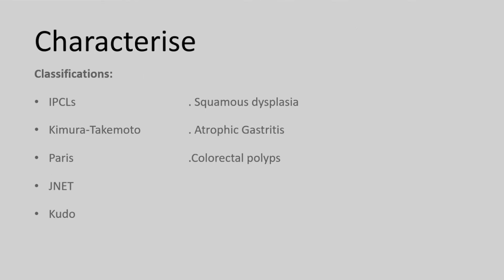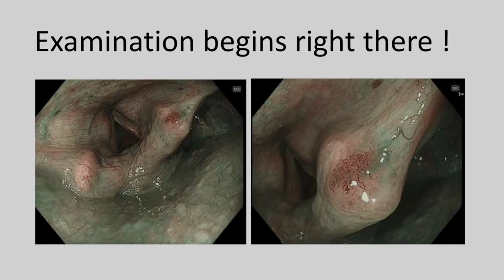So we've got various classifications to characterize a lesion. For squamous dysplastic characterization, we've got IPCL classifications. You've got Kimura-Takemoto for atrophic gastritis in the stomach. We've got Paris, JNET, Kudo, Sano. We've got various classifications. But do we use them accurately? Do we use them appropriately? And try and predict the depth is the question.